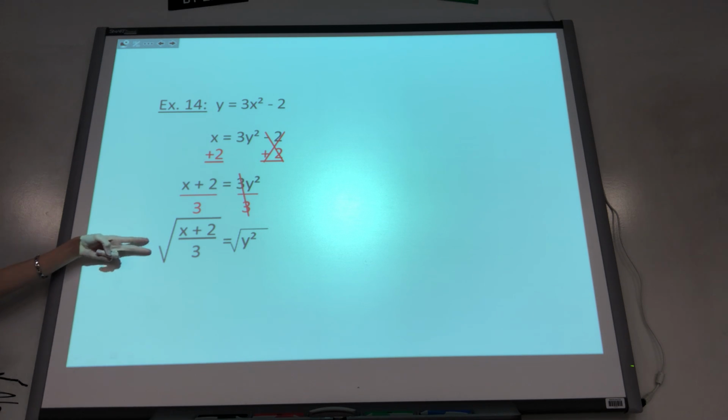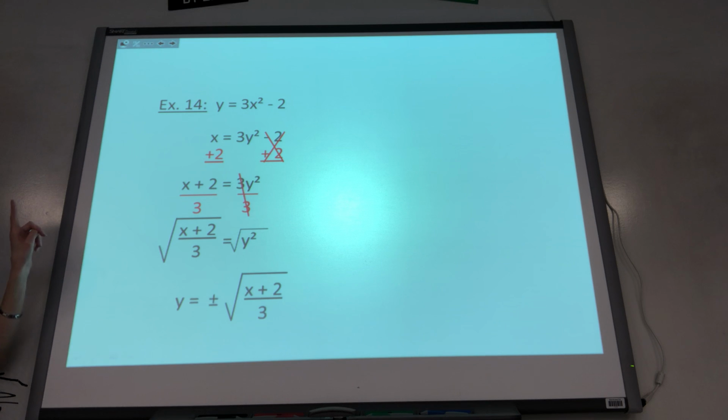Now what am I going to need in front of this big old square root? Plus or minus. So I switched that around and just wrote it as y equals plus or minus square root of x plus 2 over 3. On the quiz that you'll get back here in a little bit, you did have one with a square root. So make sure you don't leave off the plus or minus.